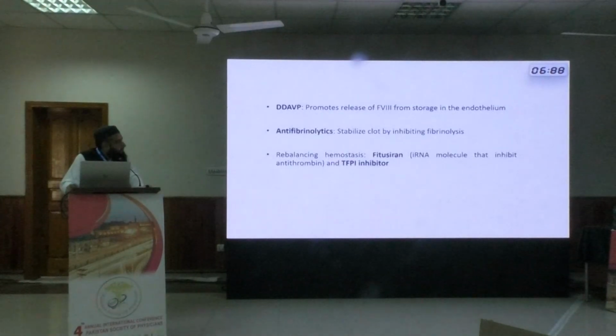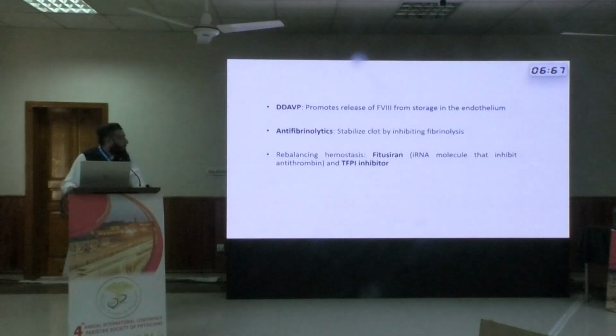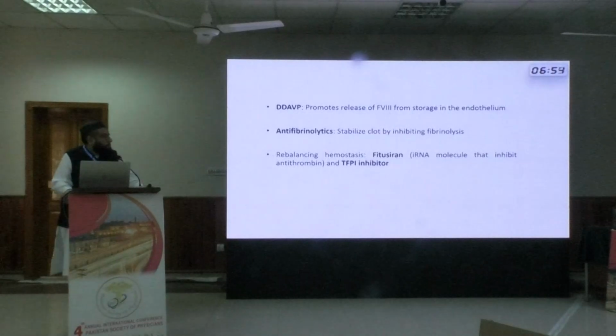Desmopressin releases factor 8 from its storage in the endothelium. Antifibrinolytics stabilize clots by inhibiting fibrinolysis. Rebalancing hemostasis includes fitusiran, an interfering RNA molecule that inhibits antithrombin 3, and TFPI, tissue factor pathway inhibitors, where the FDA recently approved marstacimab in October 2024.